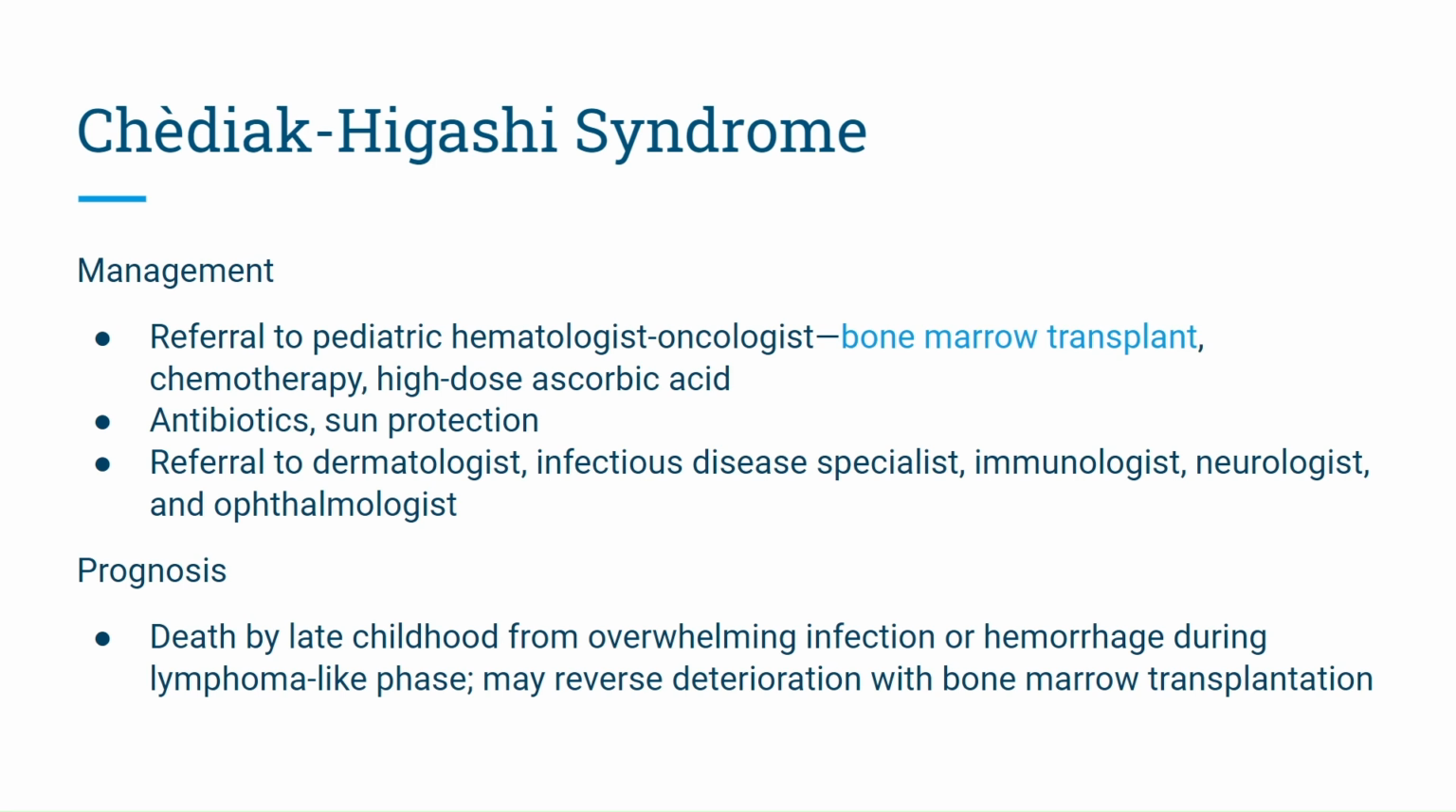The Chediak-Higashi, obviously, you all need to refer to hem-onc. They're going to need a bone marrow transplant more because of the propensity of those disastrous outcomes that happen 85% through the accelerated phase. Chemo, high dose of ascorbic acid as a protective agent, referral to derm, ID, immuno, neuro, ophthalmology.